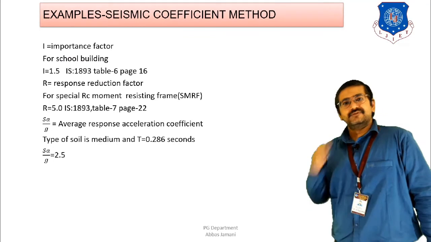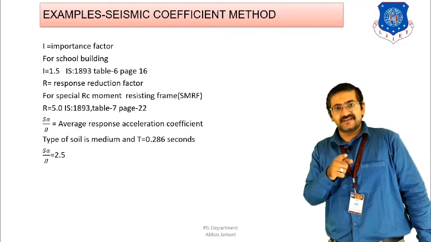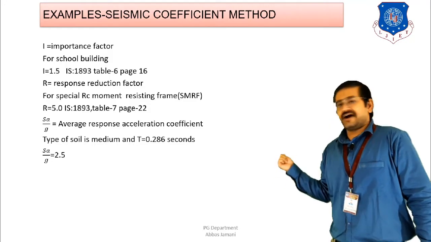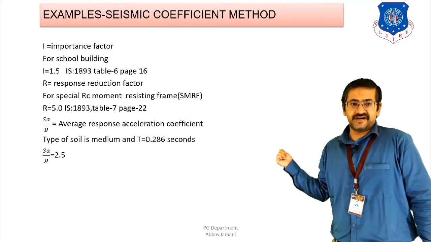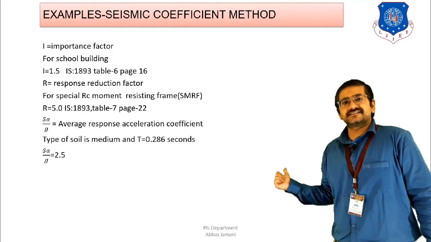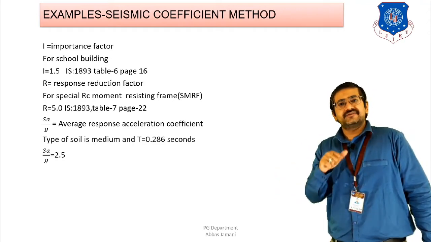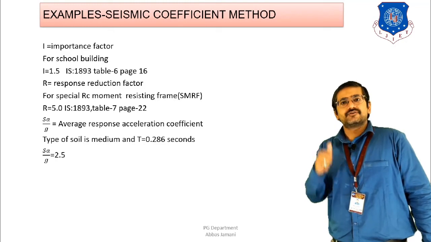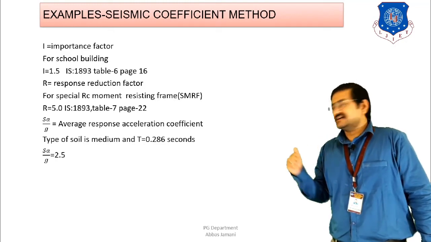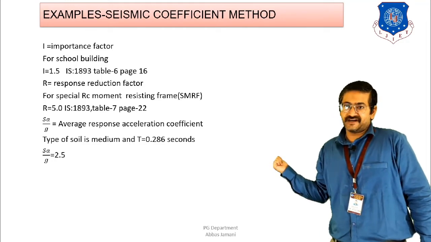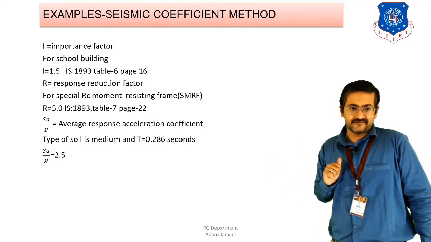Importance factor: because it is a school building, a public building, IS 1893 is telling that the value should be taken as 1.5. So I am taking the value of I equal to 1.5. R is the response reduction factor, where moment resisting frame only is there and it is going to be considered as an SMRF frame. So again you go to table number 5 and refer to the table, and you will get the response reduction value as R equal to 5 from IS 1893. So R is also equal to 5.